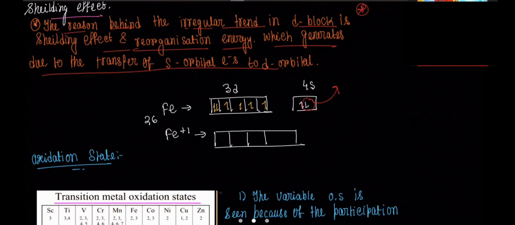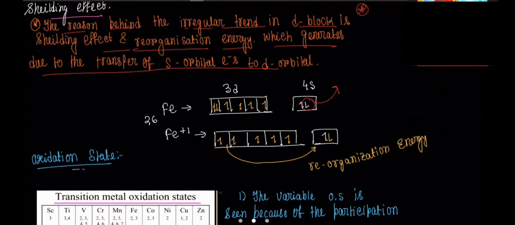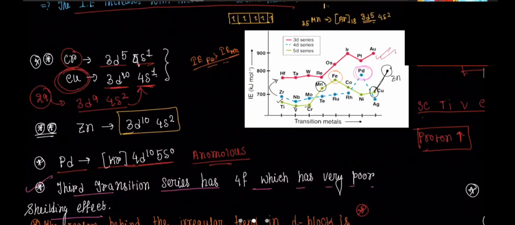Understand? Completely clear? Now 3d6 4s1. This is the electronic configuration. But what happens is, to get the half-filled stability of the 3d orbital and the fulfilled stability of the 4s orbital all together, an electron takes a jump all the way to the 4s orbital. Now this is called reorganization energy. The electrons have reorganized themselves in such a way that both orbitals became stable after that. 3d is half-filled, and 4s is fully filled.